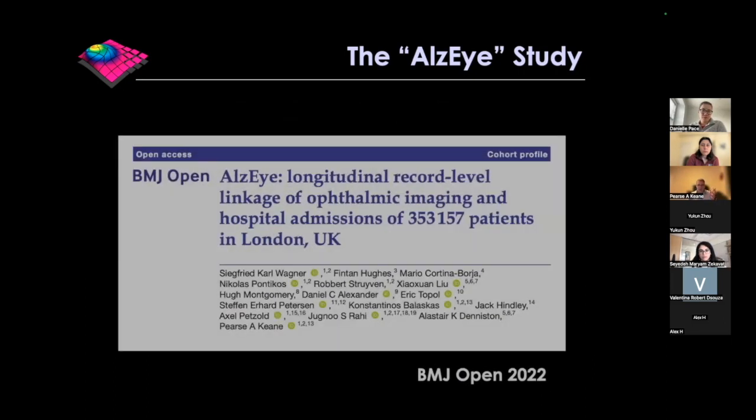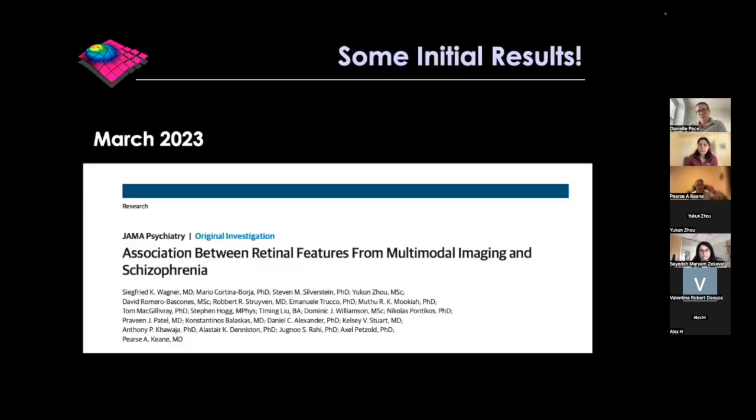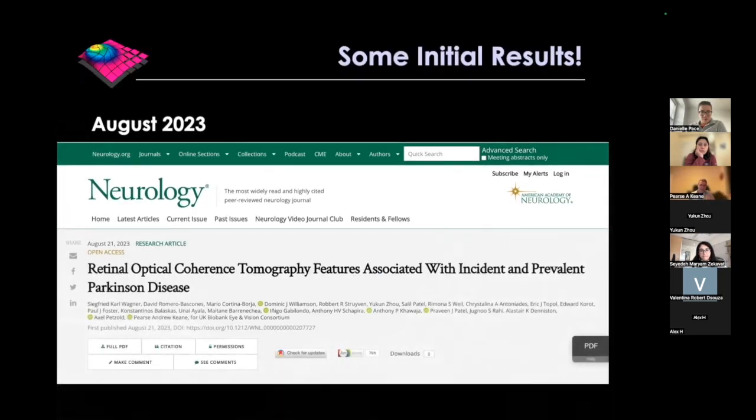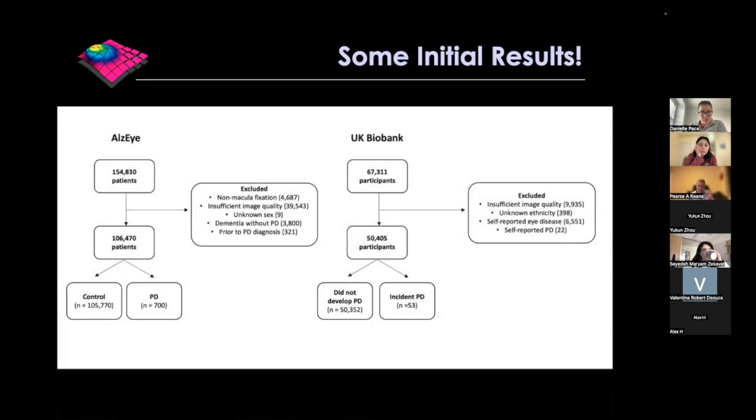So, and if you're interested in this, we've got a cohort profile described in BMJ Open. So just to say some initial results, we found some interesting changes in the retinal vasculature and the retinal layers in patients with schizophrenia. And then just a couple of months ago, we looked at retinal changes in patients with Parkinson's disease. And the nice thing about the way we did this, that maybe have some relevance for your work, is that we try and combine the benefits of this ALTSI data set with other more deeply phenotyped data sets, such as UK Biobank.